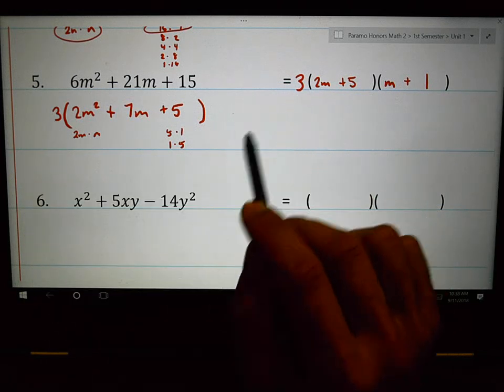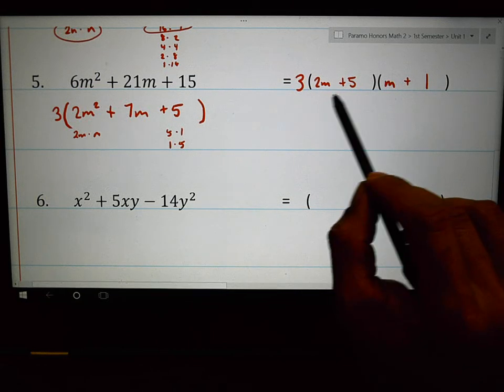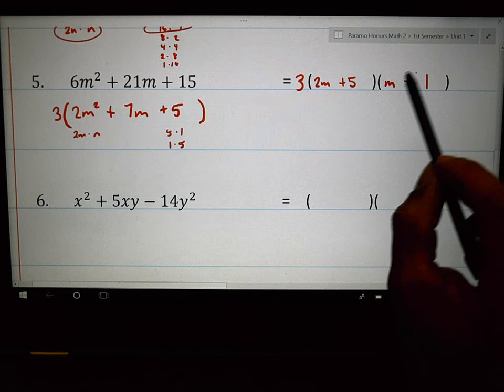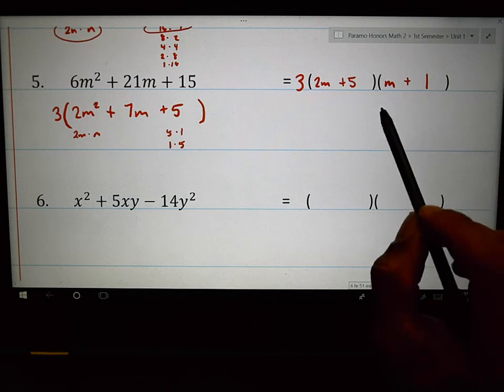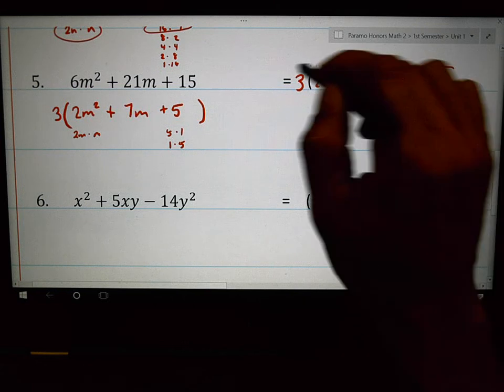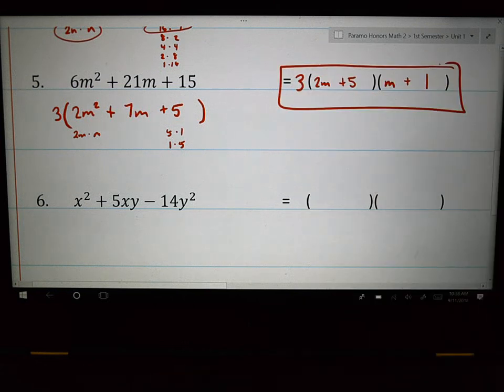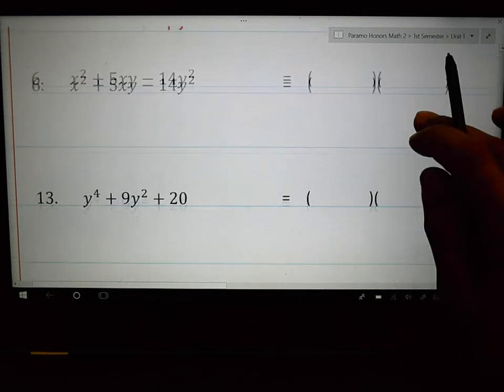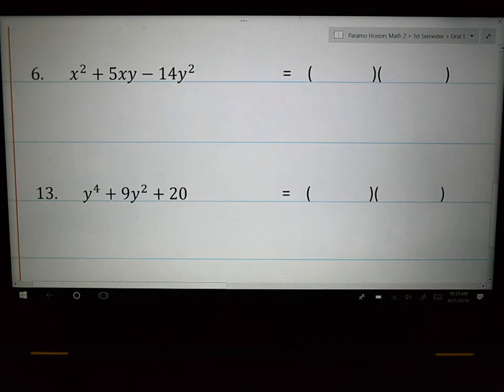And then what we should always do is ask, is there any more GCFs inside this parenthesis? Is there a difference of squares? Can it factor further? If not, then we're done. How are they going to try to trick you further? They're going to throw in some y squareds. Uh-oh, y squareds on number 6? It's okay. It is not as hard as you think.